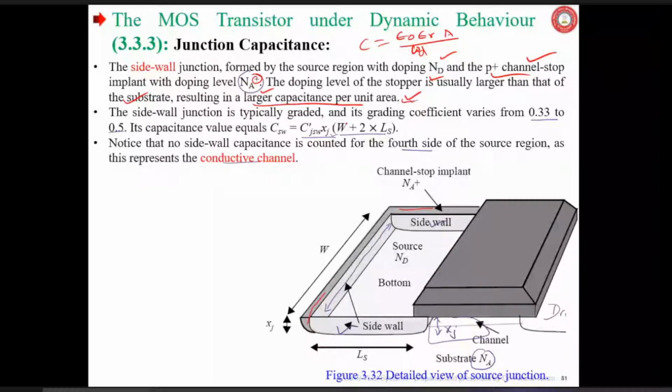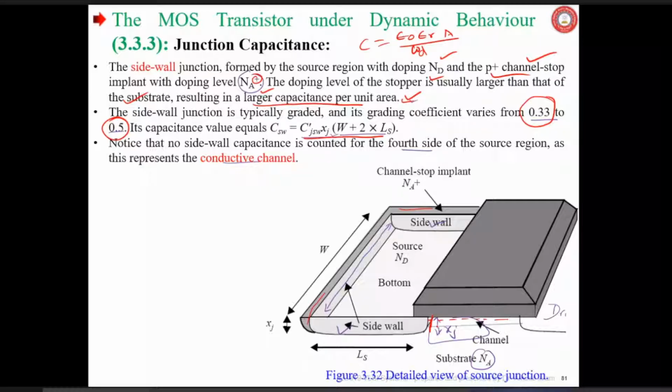The sidewall junction is typically graded, and its grading coefficient is 0.33 instead of 0.5. If it is step graded, then it is 0.5. Its capacitance value equals Cj W prime into Xj, W plus 2 into Ls. Notice that no sidewall capacitance is considered for this side, because this side has the channel. Once the conducting channel is there, you should not consider that.